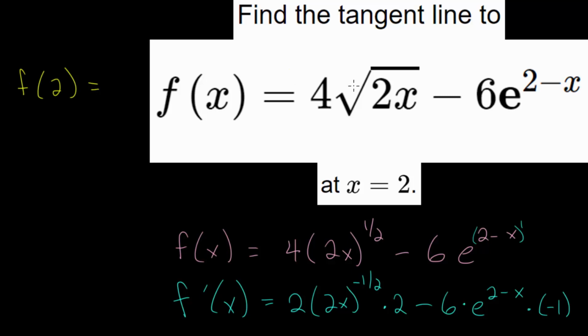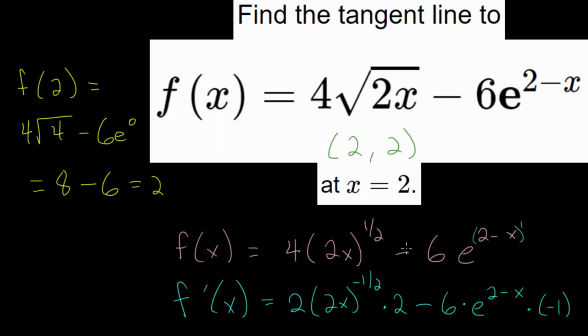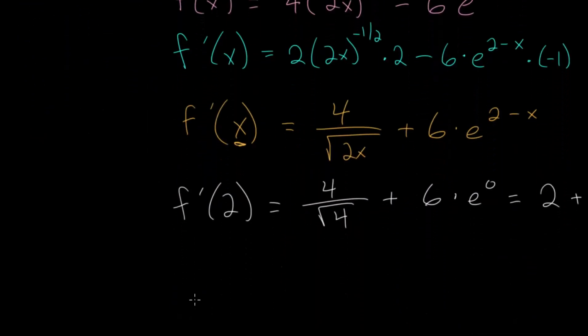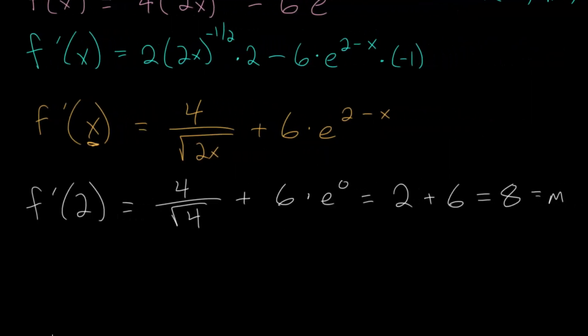And when we plug in x is equal to 2, we get 4 multiplied by the square root of 2 times 2, or square root of 4, minus 6 multiplied by e to the 2 minus 2. So we get e to the 0 again. And this will simplify. This is 4 times 2, which is 8, minus 6 times 1, which is 6, and we get 2. So it looks like at an x value of 2, this function goes through the point (2, 2). So we have a point on a graph, and we have the slope of our tangent line.